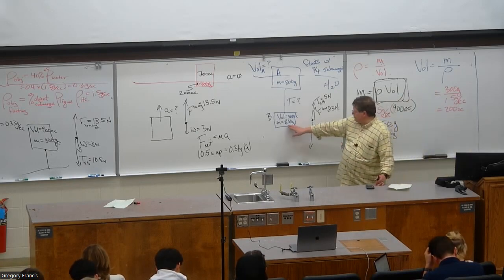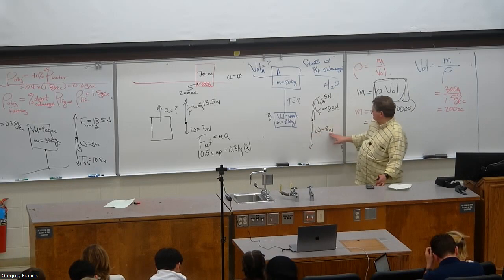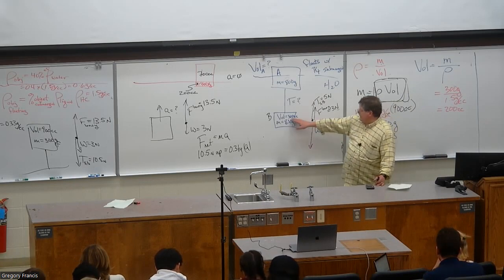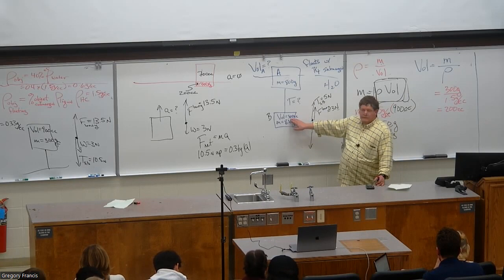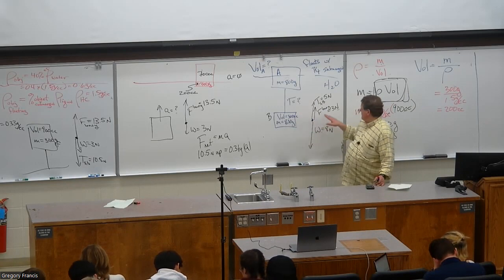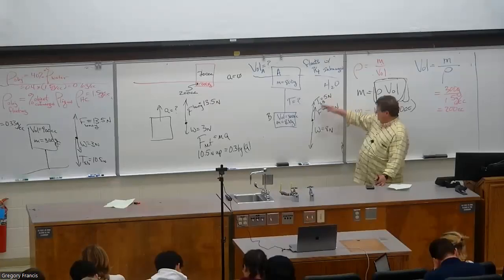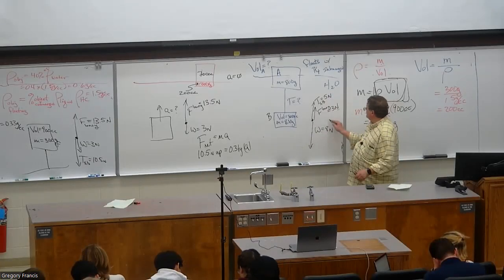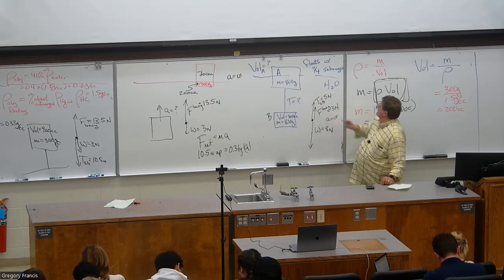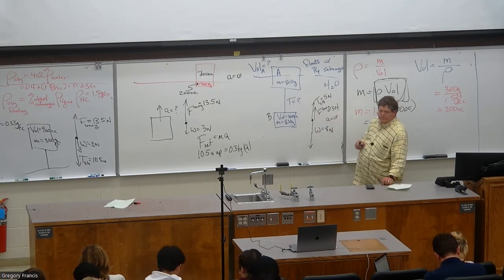For the weight, I just took 0.8 kilograms and multiplied by 10. Here, I thought of a block of water that had 300 cc's of volume. That would be 300 grams. That would be 0.3 kilograms. That would weigh 3 newtons. This diagram has to scream balance. If I've got 8 newtons down, I've got to have 8 newtons up.